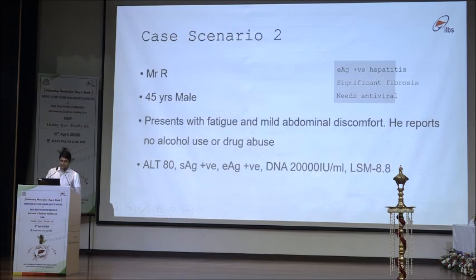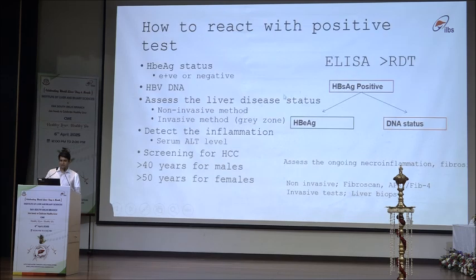Coming to another scenario, a 45-year-old male subject who presented with some non-specific symptoms like fatigue and abdominal discomfort. His investigation showed high ALT, 2 times above the normal limit. Further evaluation showed HBs antigen positive and E antigen positive with high DNA titers and significant fibrosis, liver stiffness 8.8. So, these patients are ideal candidates to start antiviral treatment and may benefit from it.